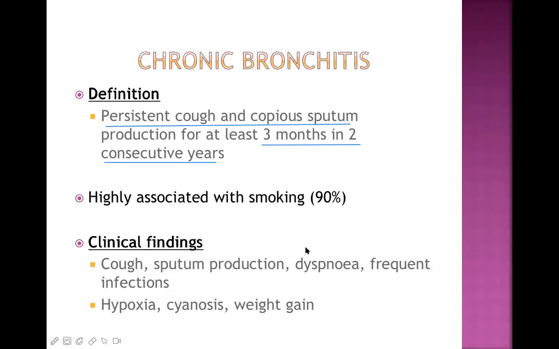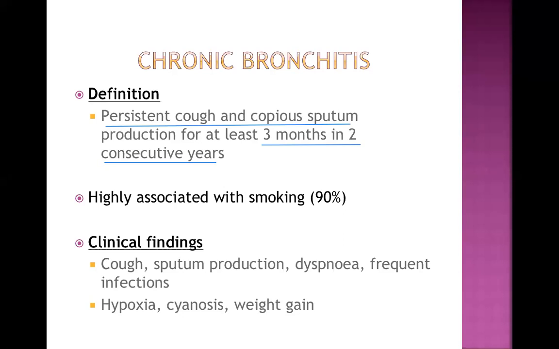Now, what are the clinical findings in case of chronic bronchitis? I already told you there is cough with sputum production. This sputum production is more than normal; it is a bit massive. There is difficulty to breathe, which is called dyspnea, and chronic bronchitis has frequent chest infection. This person keeps coming to the hospital with repeated chest infection. We admit them for a few days, give some antibiotic and discharge, and after a few months they will come back again. This is the pattern of chronic bronchitis.